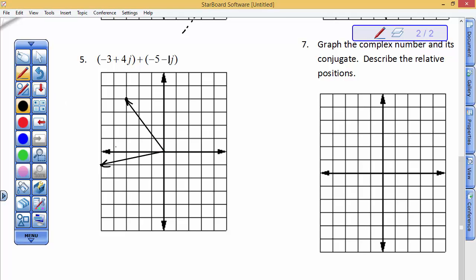So a negative 3 and a negative 5 totals to be a negative 8. And 4j positive minus 1j gives me 3j. So if I were to draw a line parallel to this one off of here, and then if I draw a line parallel to this one off of the head of this vector, then the resultant is out here at this spot right here.